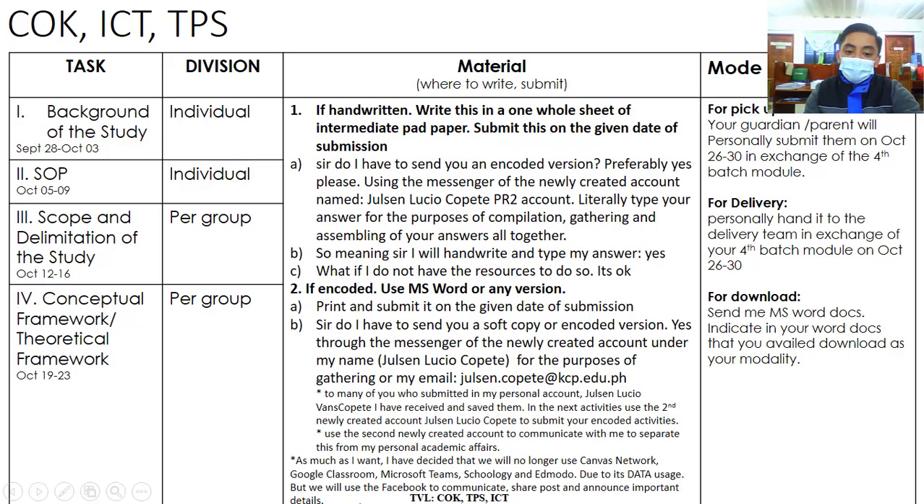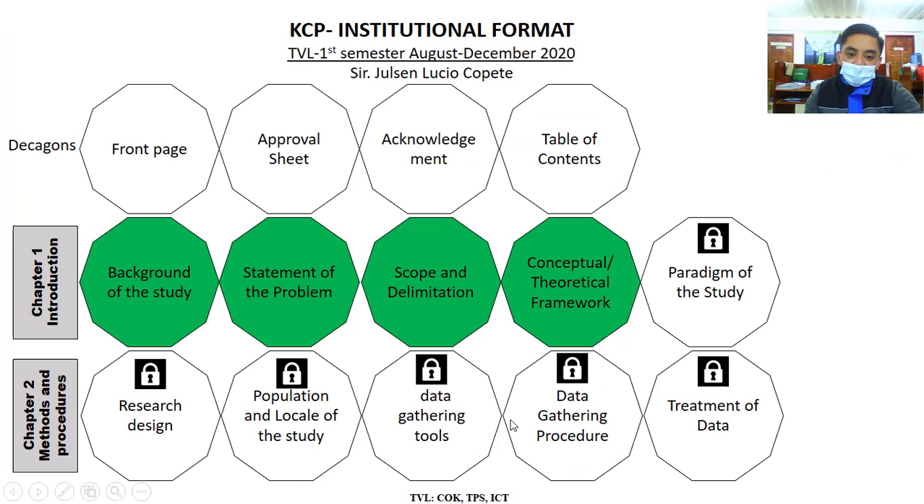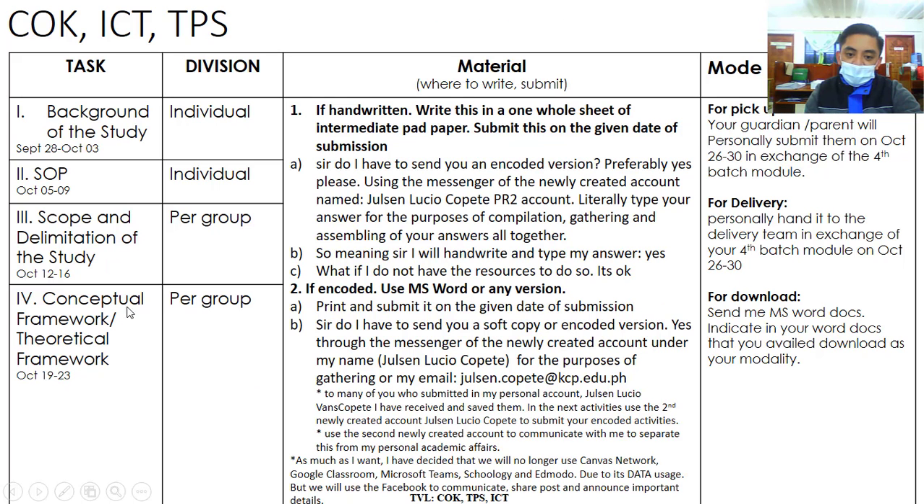Now, we will only use the Facebook to communicate, share posts, announce important details. And that is when you have to add the name, this one, Julsen Lucio Copite. It is this one. Julsen Lucio Copite. This is the second newly account and add that, okay? So that we can share announcements there. So I hope that I am making myself clear. Should you have any additional questions, please feel free.